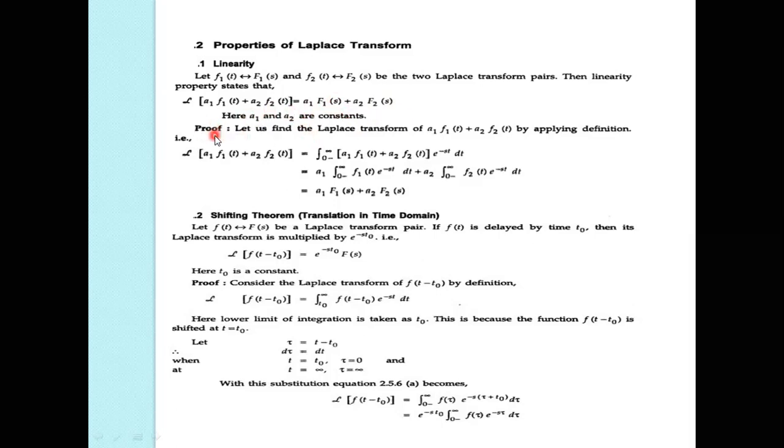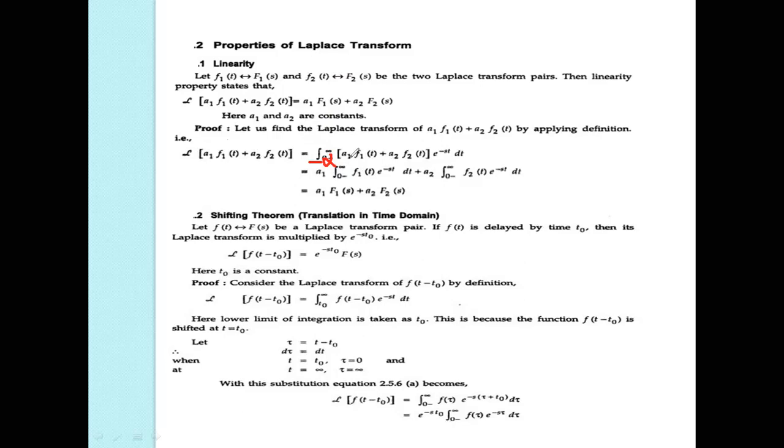The proof. Let the Laplace transformation of a1 f1 of t plus a2 f2 of t be the input signal. According to the definition of Laplace transformation, the integral, it is not 0 minus, students, it is minus infinity only. The properties we are taking here are all for the bilateral Laplace transformation, not for the unilateral. Remember that one: minus infinity to infinity, f of t into e power minus st dt.